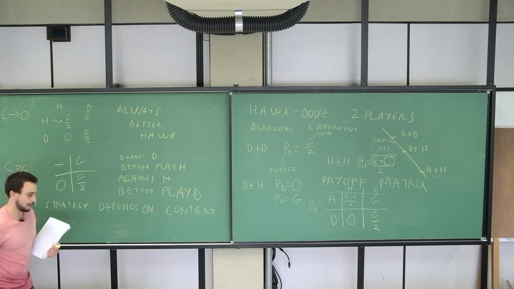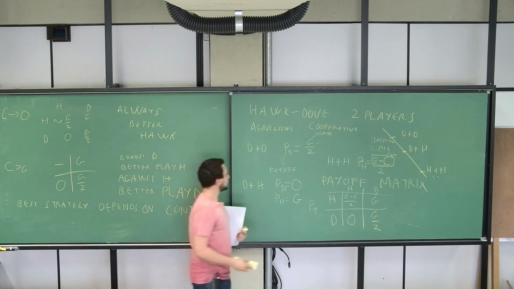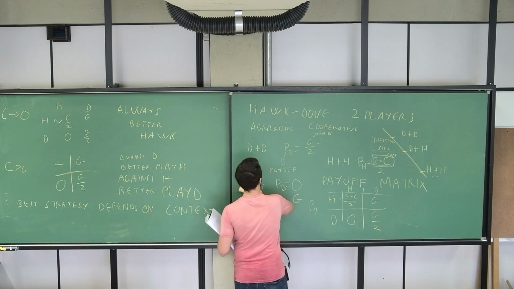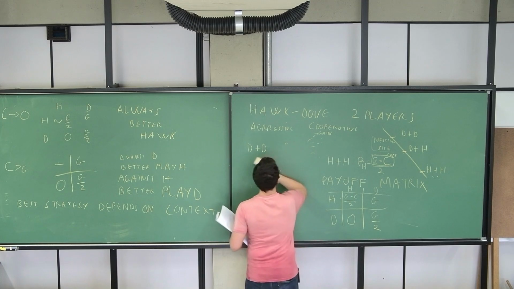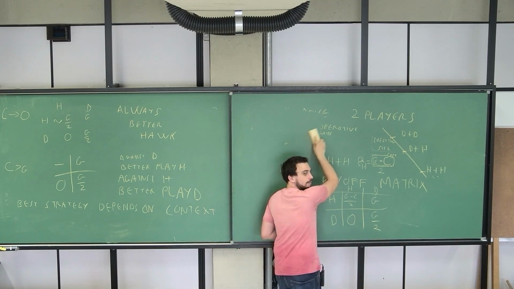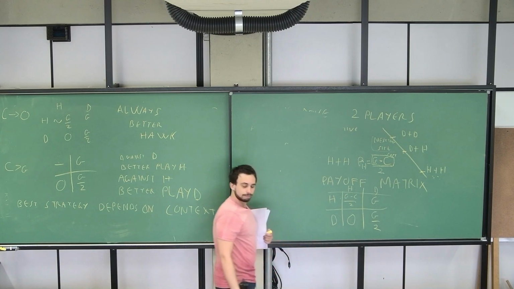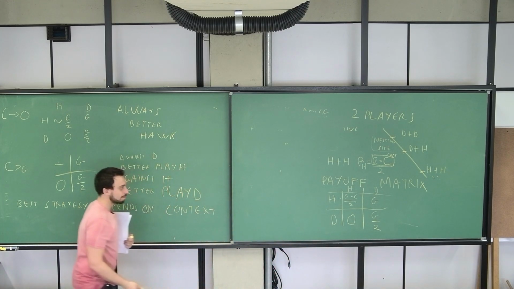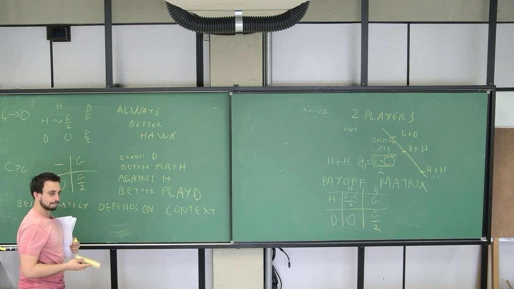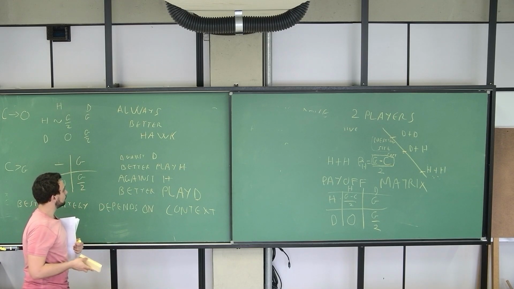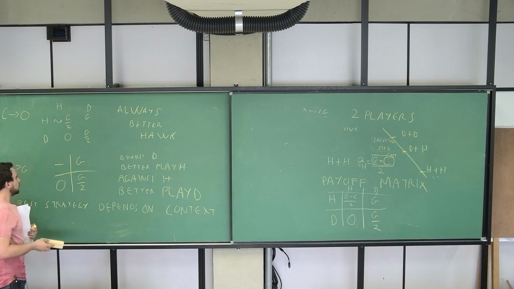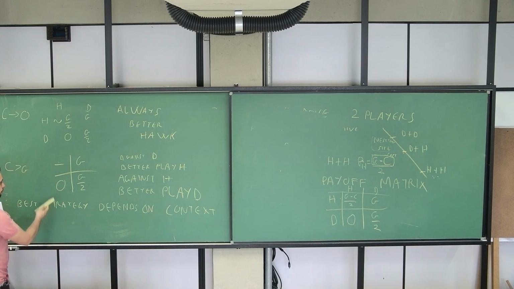Yes, please. I understood your explanation, but now when I read what you wrote, it seems odd to me. It says, against the dove, it's better to play the hawk, but against the hawk, it's better to play the dove? Only in this case, if the cost is bigger than the gain.